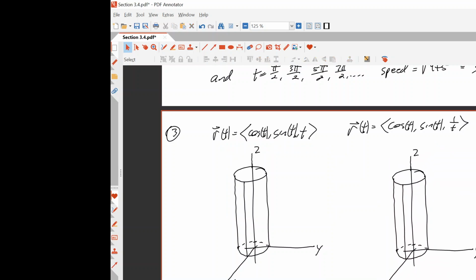So this first one, cosine t, sine t in the x and y coordinates, again just tells us we're moving in a circle in the counterclockwise direction for just x and y. But then the z is going up in a linear fashion. So looking like this.